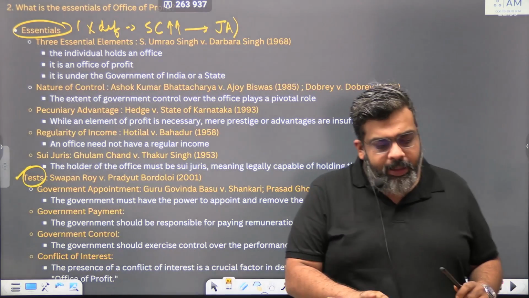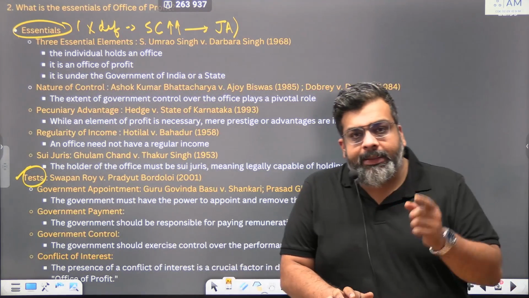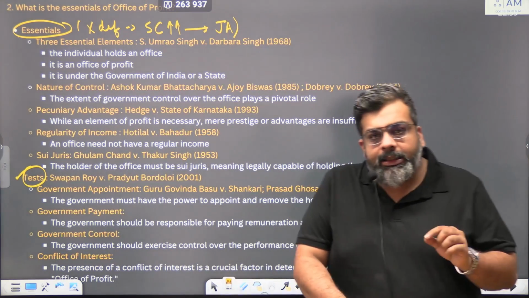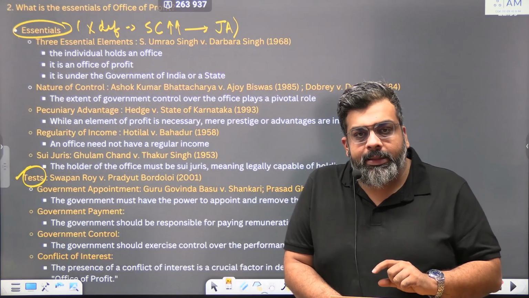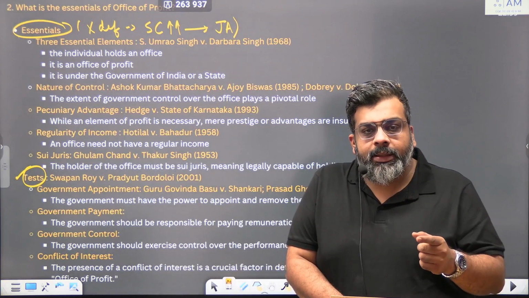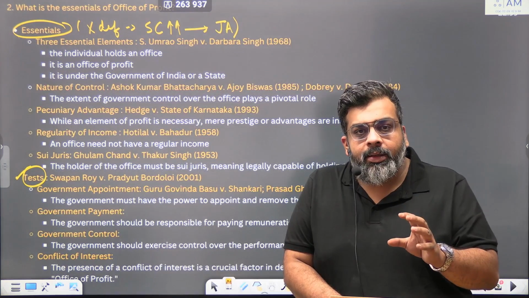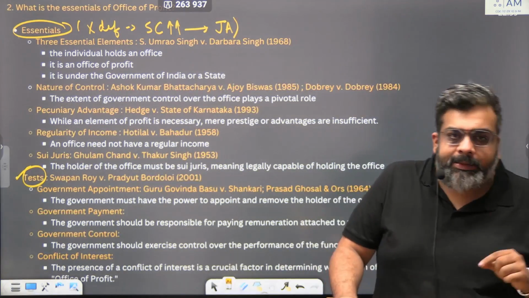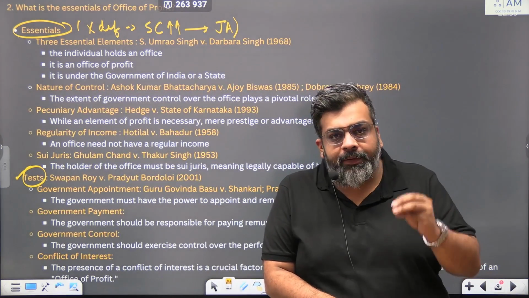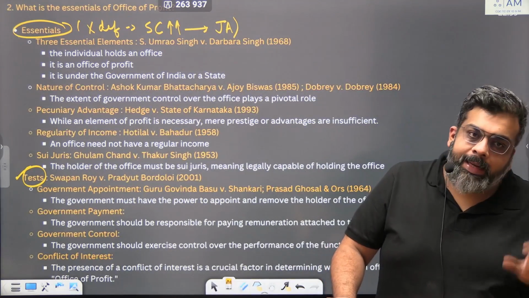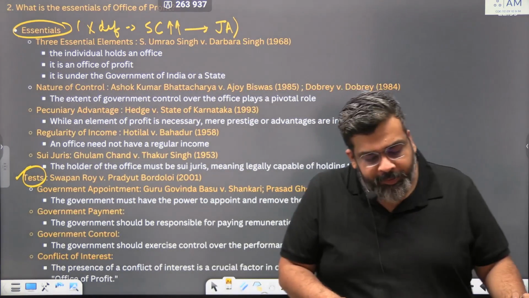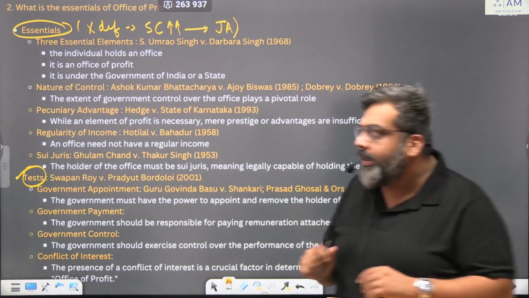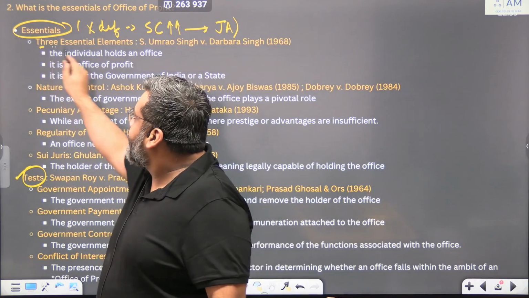See, the difference between essentials and test is this. Essentials are the bare minimum conditions on the basis of which you can question a person to be holding office of profit. Test is a minimum number of conditions. If the person fails, then is deemed to have been holding an office of profit. The first condition, the first essentials, are a list of 3 essential elements.